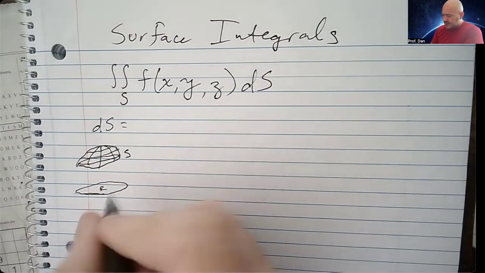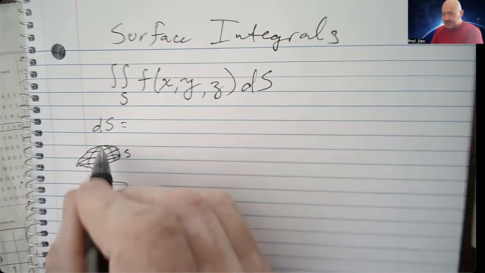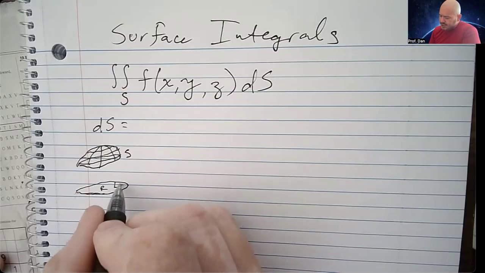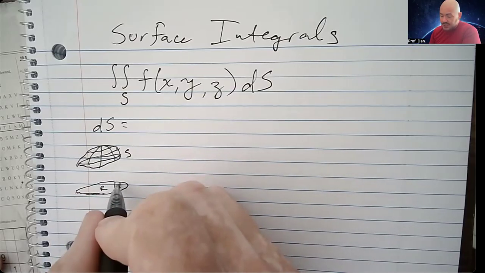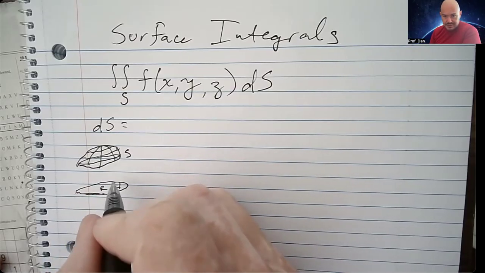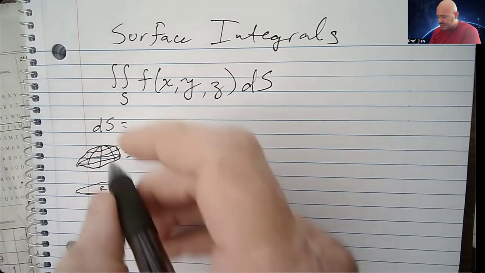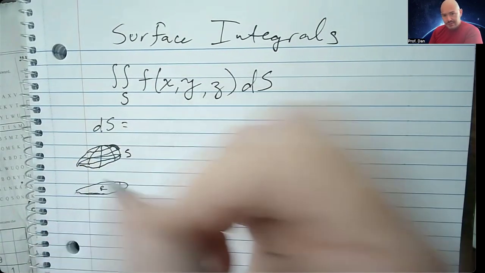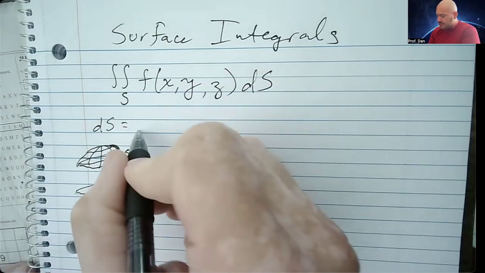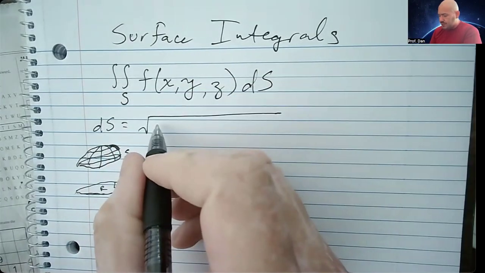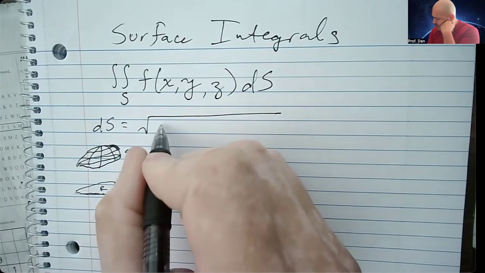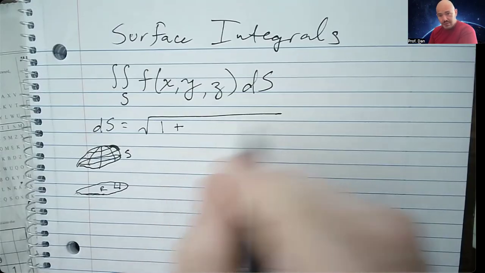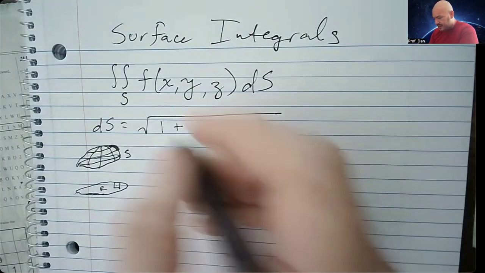So dS, small changes in the surface area along this surface, is essentially going to be the product of a small change in area on this region, multiplied by an arc length along the surface. If you remember your formula for arc length from Cal 2, you had the square root of 1 plus f prime of x squared, and that would be it.